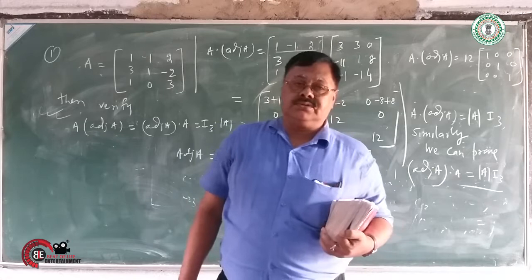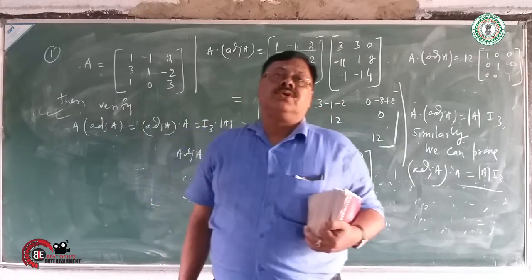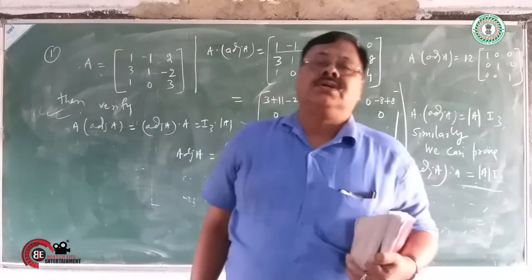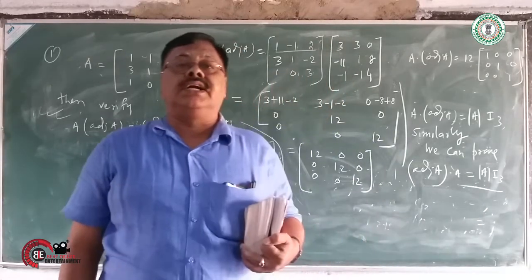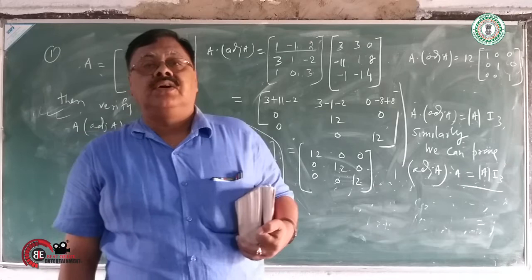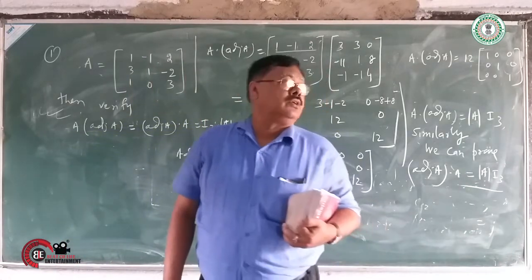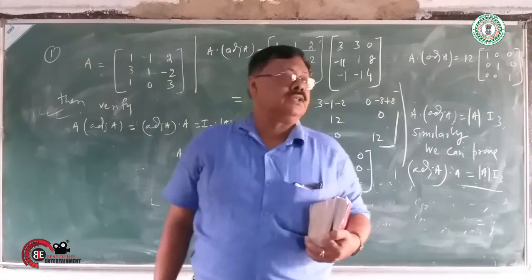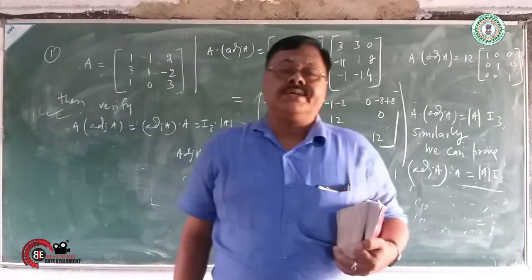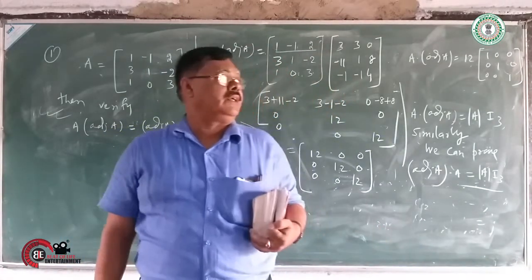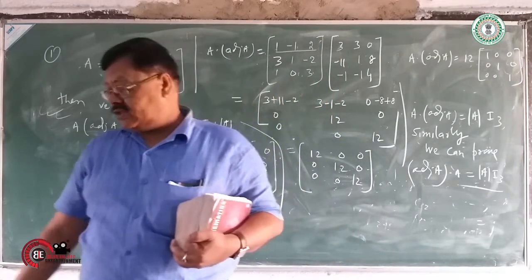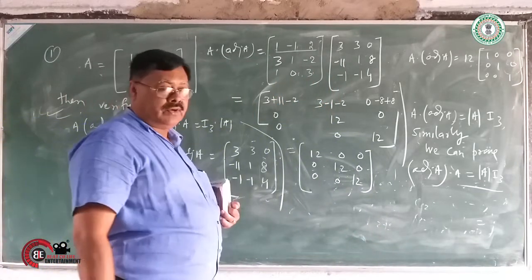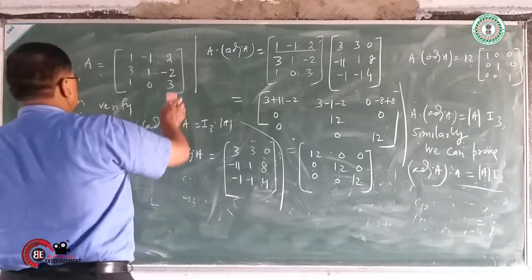Now we come to the inverse matrix. Previously we have discussed finding the inverse matrix by multiple row transformation or column transformation. Now here we will find the inverse matrix with the help of the adjoint of a matrix.